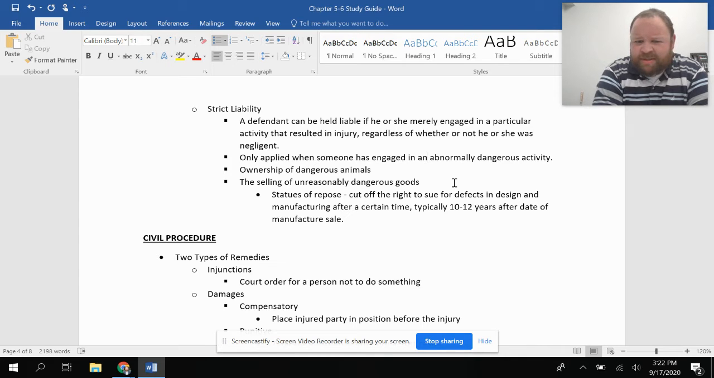Another thing would be selling unreasonably dangerous goods. And again, remember the statutes of repose, which is important. So if something has been around and created normally 10 to 12 years, you're not able to sue for negligence after that because the statute of repose keeps you from doing so.